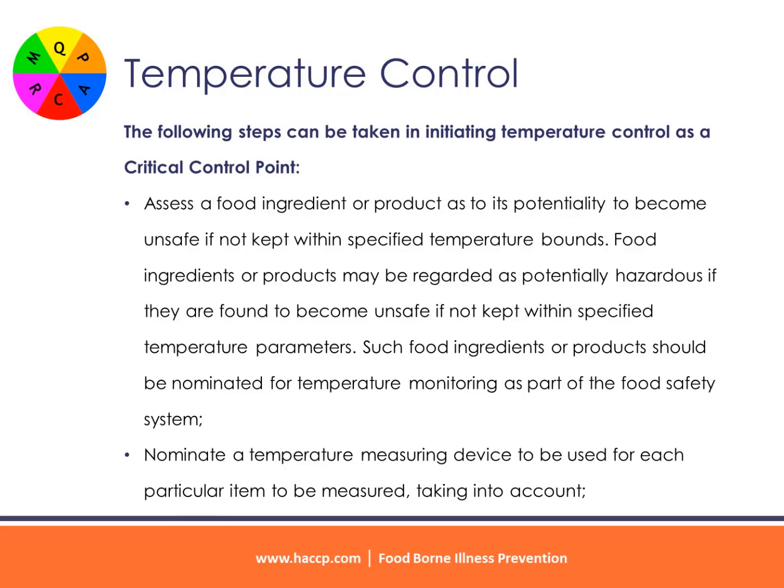The following steps can be taken in initiating temperature control as a critical control point. Assess a food ingredient or product as to its potential to become unsafe if not kept within specified temperature bounds. Food ingredients or products may be regarded as potentially hazardous if they are found to become unsafe if not kept within specified temperature parameters. Such food ingredients or products should be nominated for temperature monitoring as part of the food safety system. Nominate a temperature measuring device to be used for each particular item to be measured, taking into account.